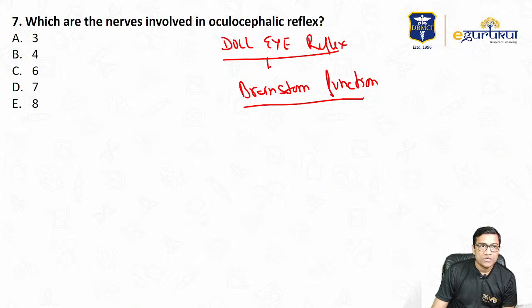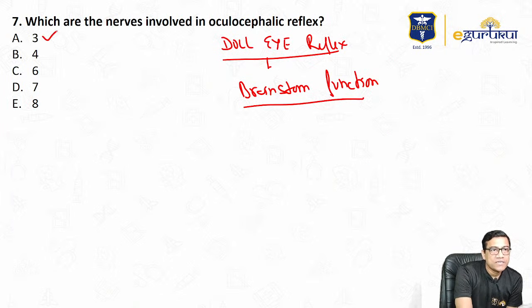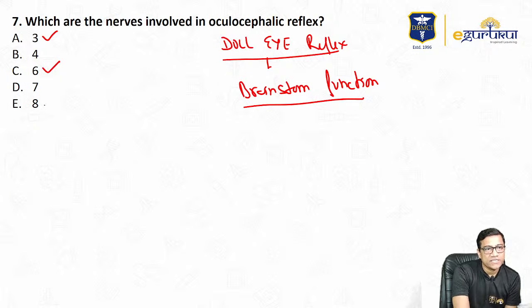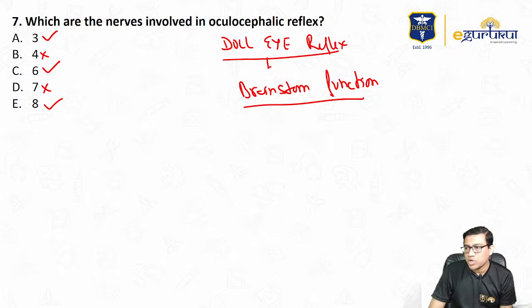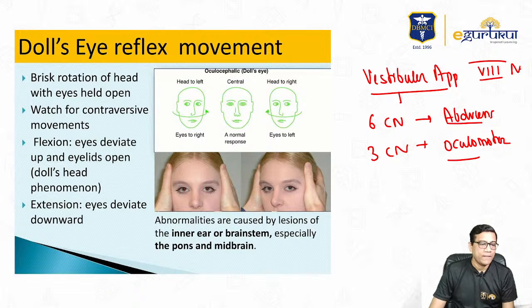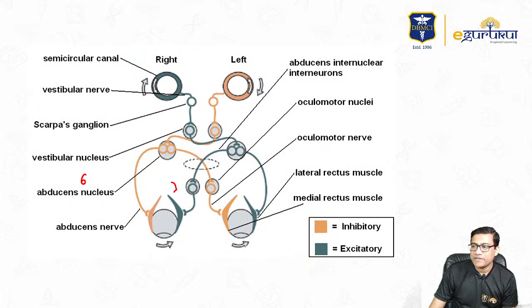Are you clear? So the best answer: third, yes, sixth, yes, eighth, yes, seventh is not involved, and fourth is also not involved in this case. So the answer will be A, C, and E. Okay. I'll send the PDF later in the group.